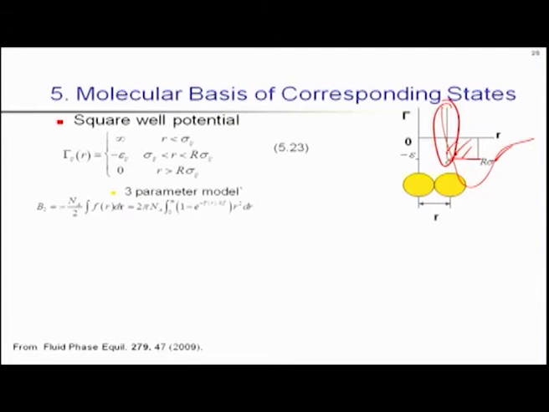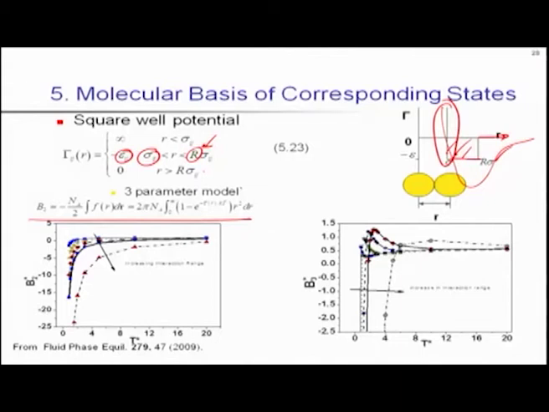This is very straightforward. When they are close by, it is an infinite potential, infinite positive energy. Otherwise, there is a constant energy up to a well range, in this case R, and beyond that it goes to 0. This is a 3 parameter model, because you have to worry about epsilon, sigma, as well as R. This has to be parameterized based on the fluids. Now, you can also evaluate B2 for that, but we will not do that.